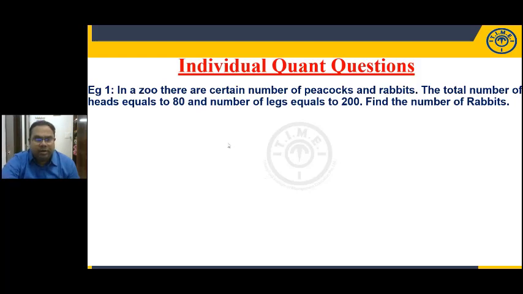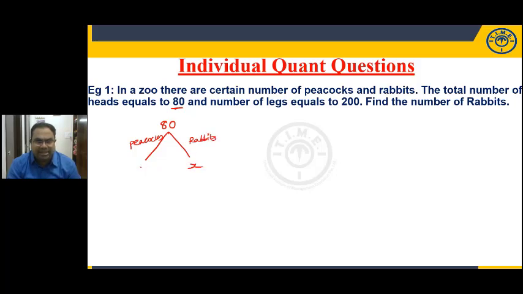Fine. Let's look at this question. In a zoo, there are a certain number of peacocks and rabbits. The total number of heads is 80. That means total animals are 80. Out of these animals, we have peacocks and we have rabbits. He's asking me to find the number of rabbits.